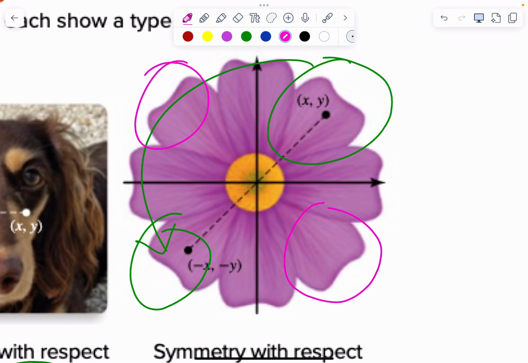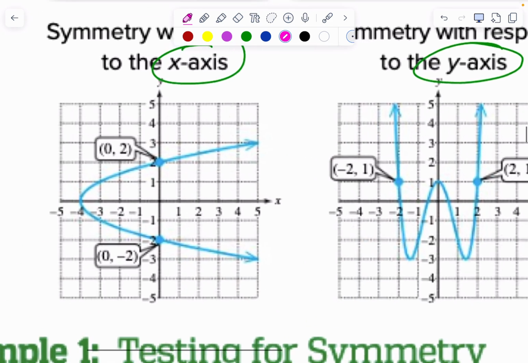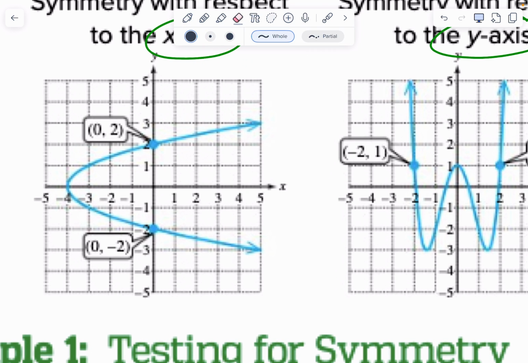That is a circle. That is origin symmetry. Got it? X-axis, y-axis, origin. Okay, here we go. Here's another thing that's x-axis. This is the graph of what equation? Do you know? X equals y squared, or y squared equals x. Yep. Okay. That is that.